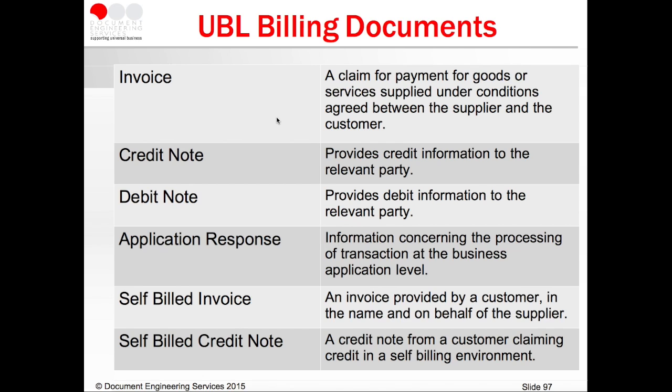So we can see in a billing process, UBL provides invoice documents, credit note, debit note, an application response, which is a business application level response to indicate the condition of a certain transaction. So you would use the application response to acknowledge, for example, that the invoice has been accepted. And there are also equivalent document types for a self-billing environment. So in an environment where the customer actually raises an invoice against themselves, there is a self-billed invoice and a self-billed credit note.